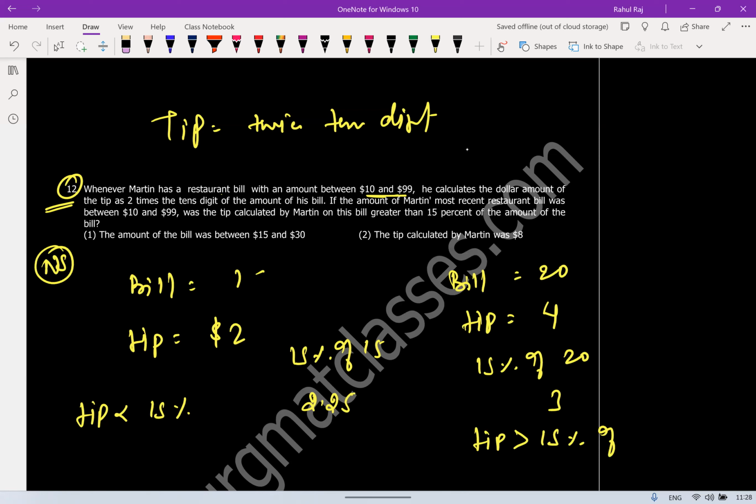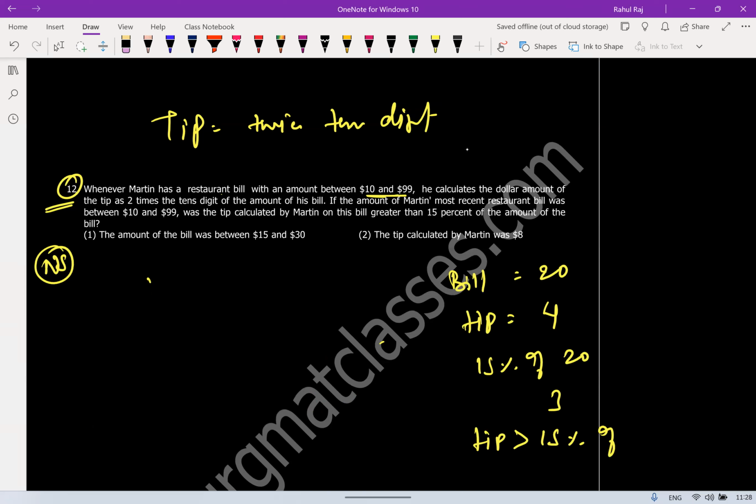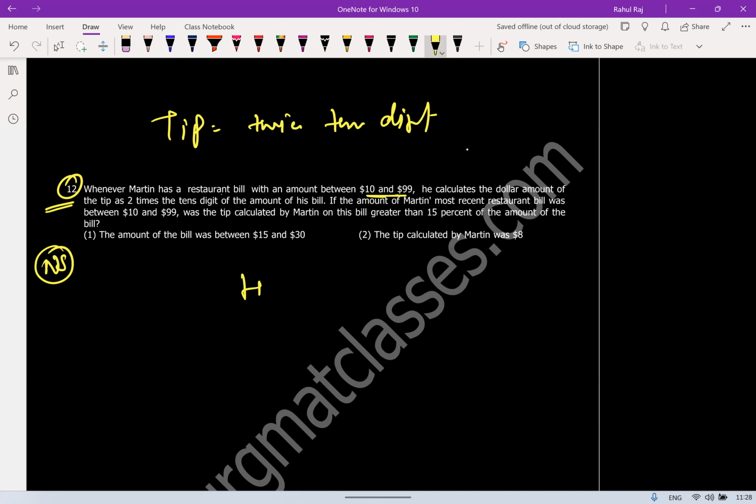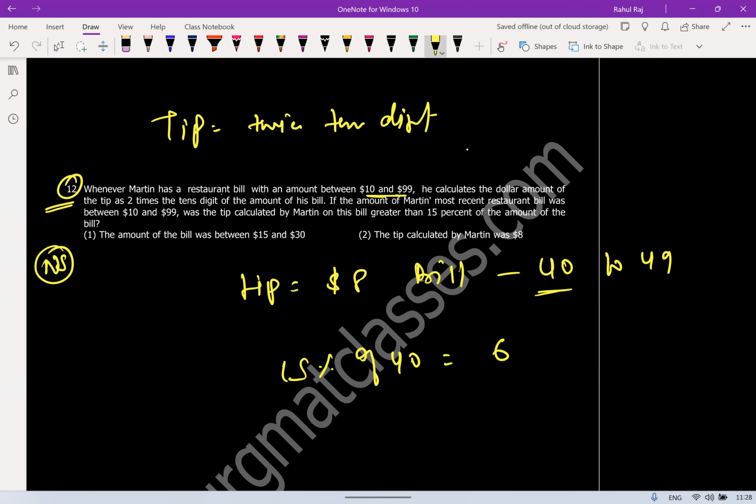Statement number 2 says the tip calculated by Martin was $8. So it means the bill was how much? Between 40 to 49. That's it. What is 15% of 40? 6, which is less than the tip. Now let's say 49. Let's calculate what is 15% of 50, by the way. 7.5, which is still less than the tip.